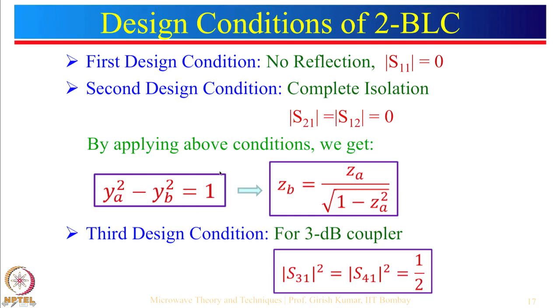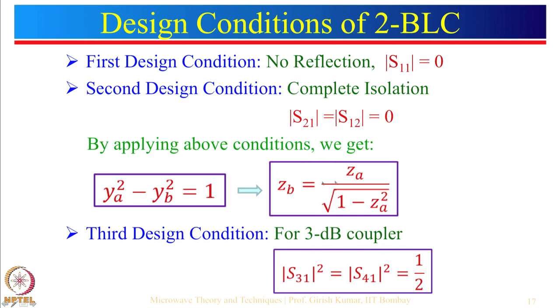Of course, this whole thing can be written in the form of the impedance also. So, simply change this: Ya is 1 by Za, Yb is 1 by Zb. Simplify this, you will get this particular condition. Now, we are adding a third design condition. This is the first time we are putting a condition that we want to design a 3 dB coupler.